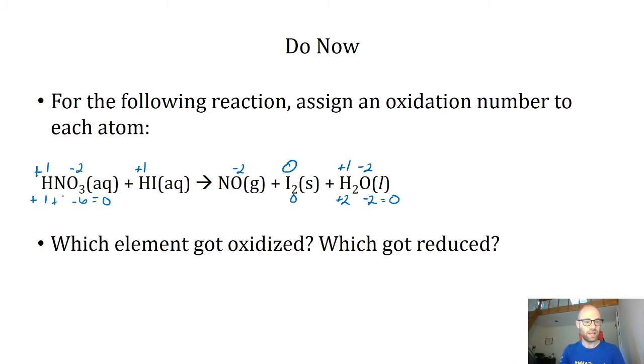This should be then +5. There's only one N, so that nitrogen is a +5. This iodine is a -1 because this has to add up to 0. This nitrogen is a +2.